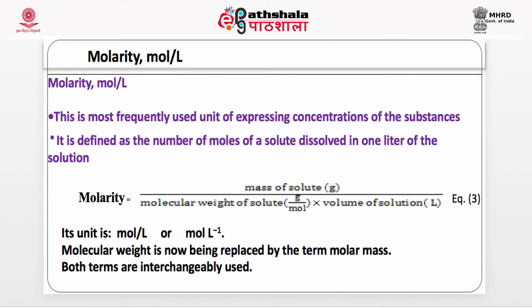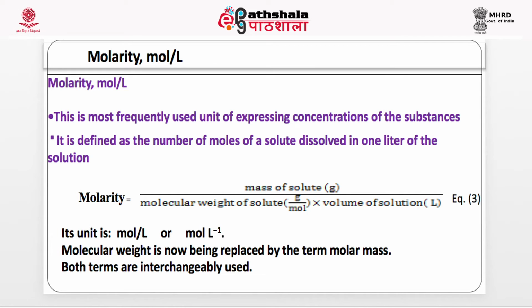Now first I explain the molarity. The unit is mole per liter. The most preferred unit of expressing concentration of substances in chemistry is molarity. It is defined as the number of moles of a solute dissolved in 1 liter of the solution. Its unit is mole per liter or mole liter inverse. It is defined by equation 1. Molarity is equal to mass of the solute in gram divided by molecular weight of the solute into volume of the solution in liter. That is very important.